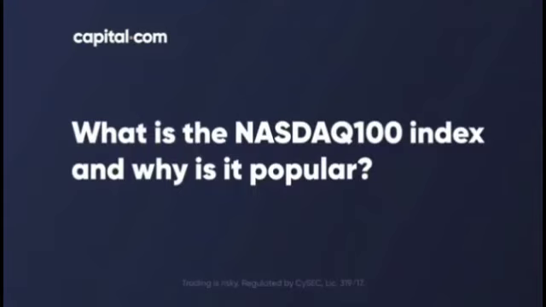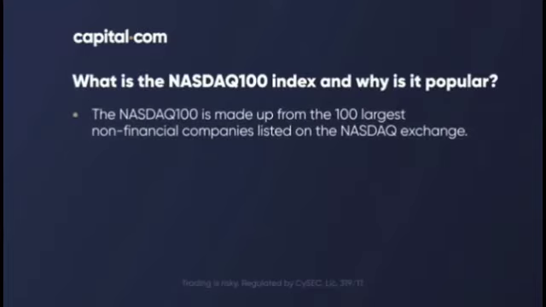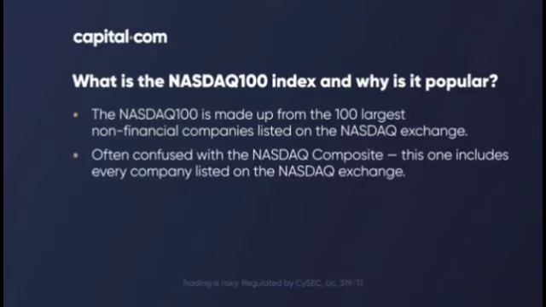Let's get started. So let's take a look at what is the NASDAQ 100 index and why is it so popular. So the NASDAQ 100 is made up from the 100 largest non-financial companies, and that's really important, that are listed on the NASDAQ exchange. It is often confused with the NASDAQ composite. That's the one that is commonly referred to as the NASDAQ. But this one, the composite, includes every company listed on the NASDAQ exchange.